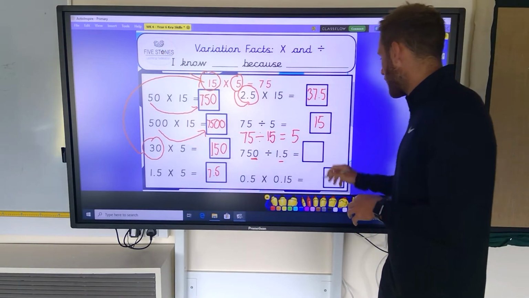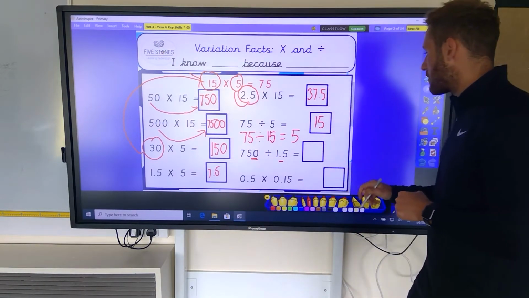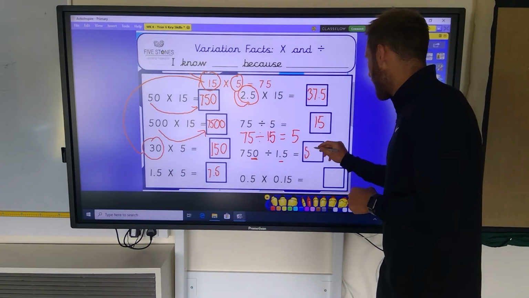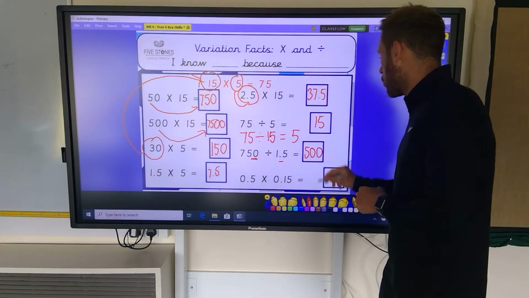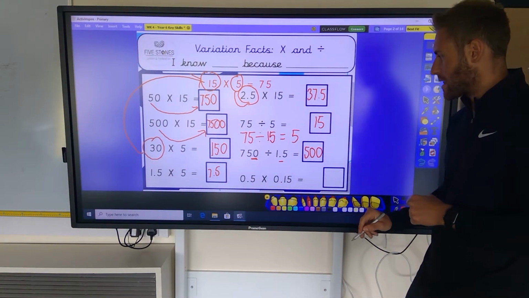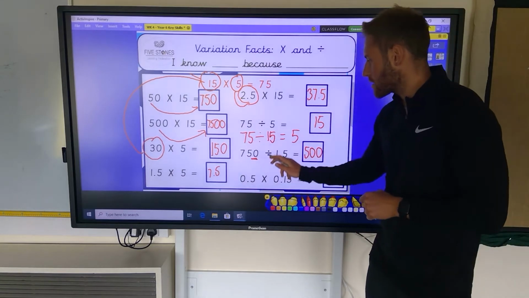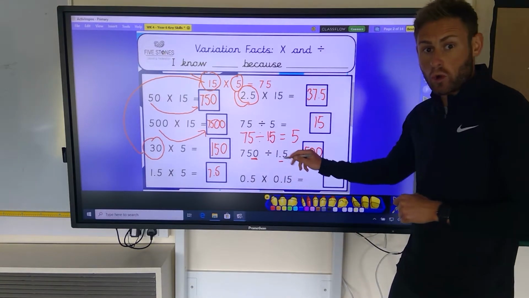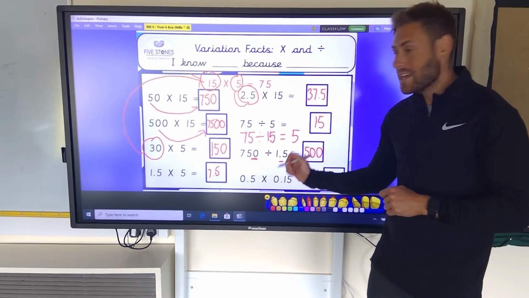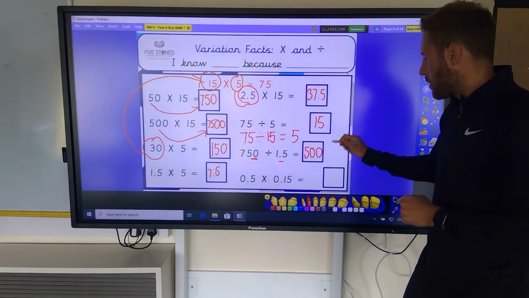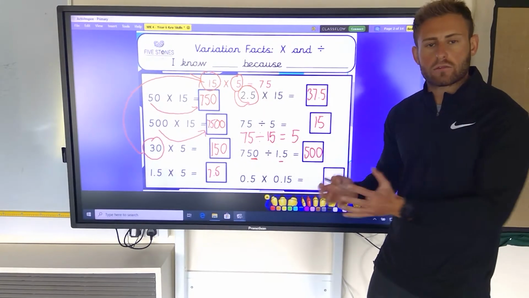So we haven't got the value of 5, we're going to have the value of 500. Can we see that? Because we've got a larger value and we've got a smaller value to divide by, we're ending up with a bigger value in each of those parts.